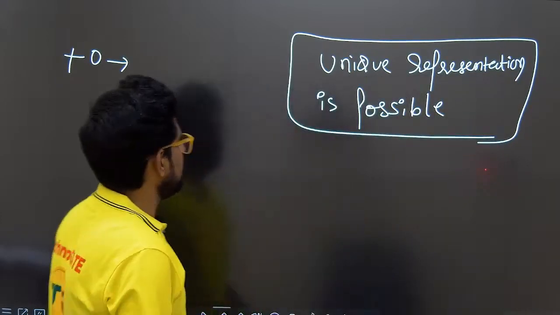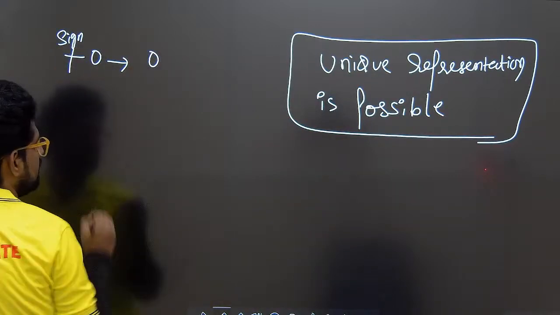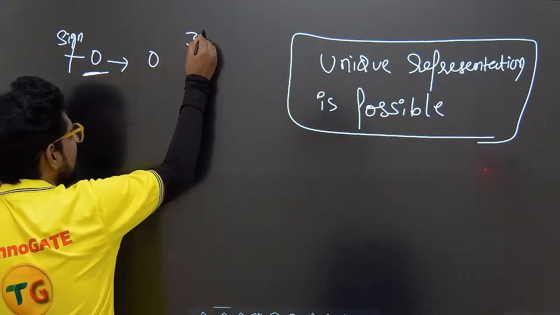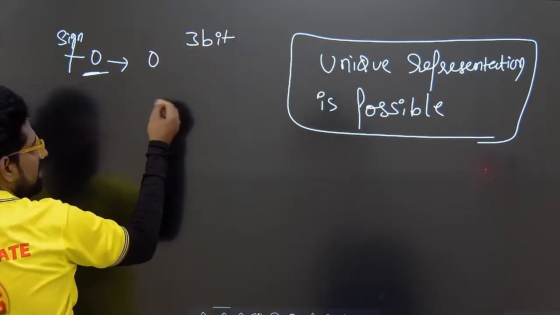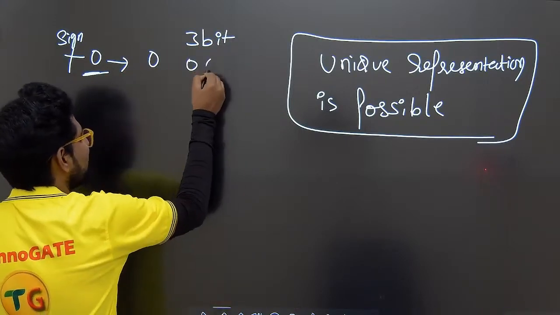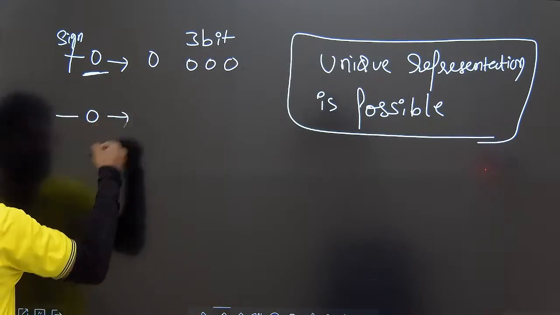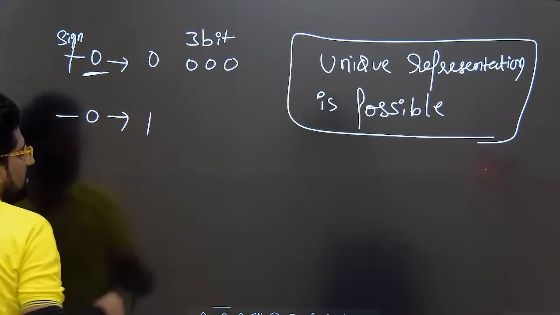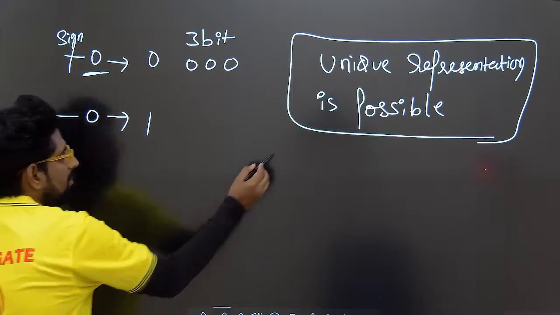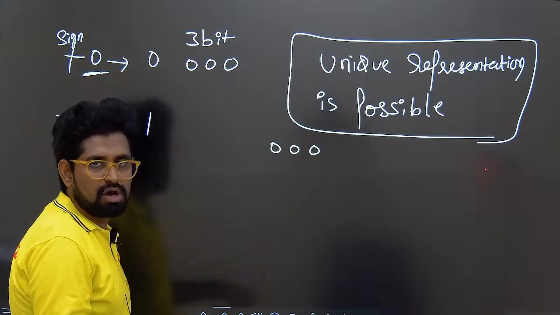So plus means what? Sign. Sign is MSB. Plus is 0. 0 in 3 bit, again I consider. 0 in 3 bit, as it is a positive number, no need to do any complement, hence it is 0 0 0. So next, minus 0. First minus means what? 1. 0 in 3 bit is 0 0 0. So I need to perform 2's complement.